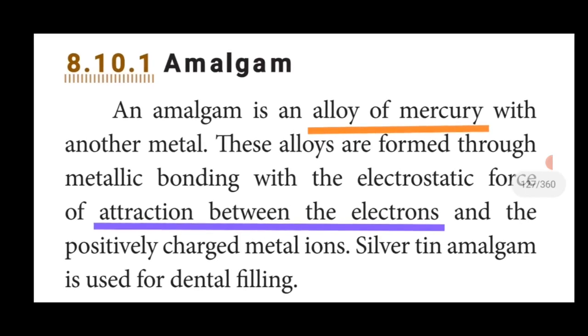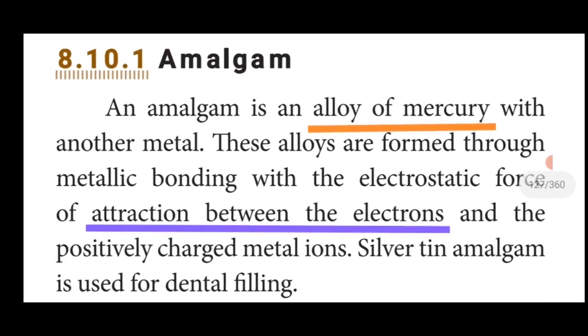These alloys are formed through the metallic bond. What bond? The metallic bond, with the electrostatic force of attraction between electrons and the positively charged metal ions. The metal ions combined with electrons are bound by what force? The electrostatic force between electrons and positive charge. All metals, as we already know, have a positive charge. The positively charged metal binds with mercury to form a metallic bond.